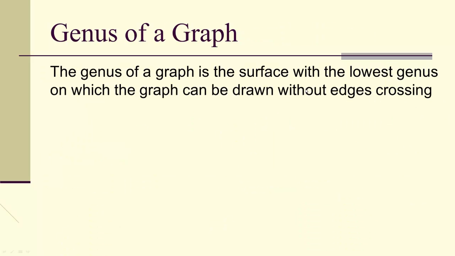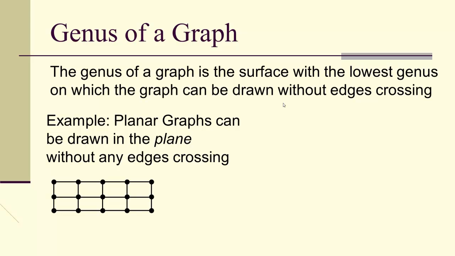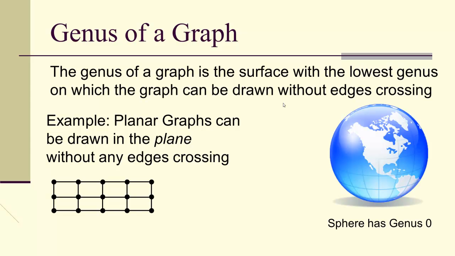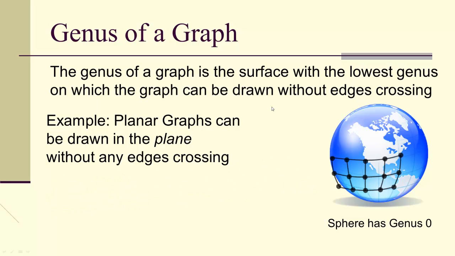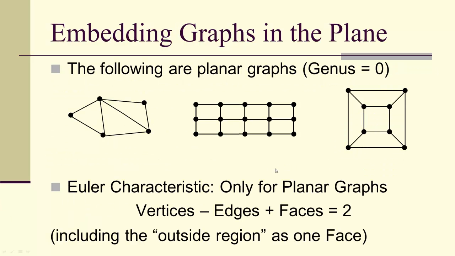Now the genus of a graph, and then again this is orientable, the genus of a graph is the surface with the lowest genus on which the graph can be drawn without the edges crossing. Planar graphs can be drawn in the plane without any edges crossing. And because of that, they can also be drawn on a sphere, and a sphere has genus 0. So therefore a planar graph has to have genus 0 as well. Essentially this is a theorem. A planar graph has genus 0. Now these are planar graphs. Pretty easy to see that they're planar graphs.